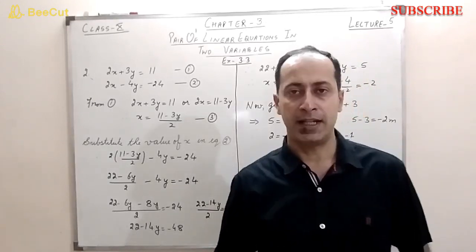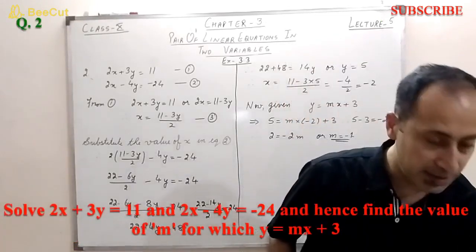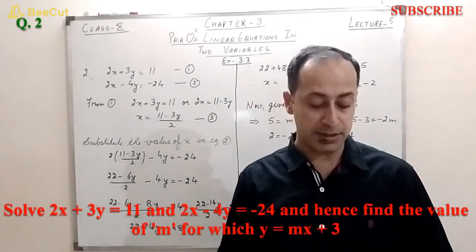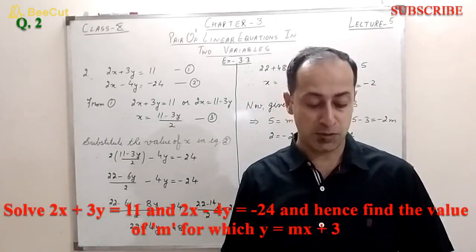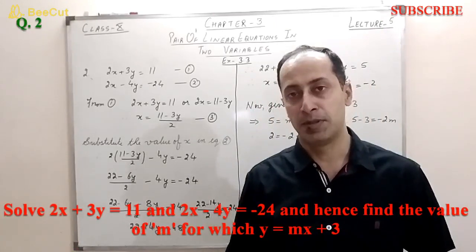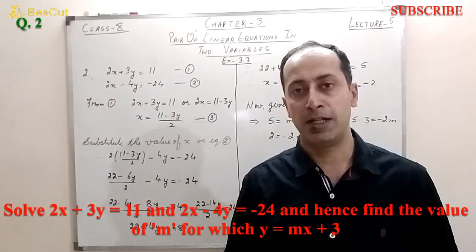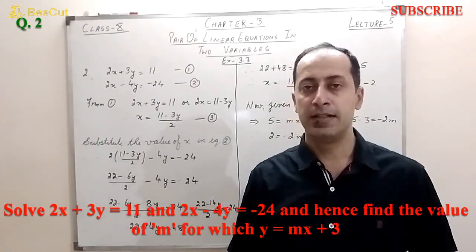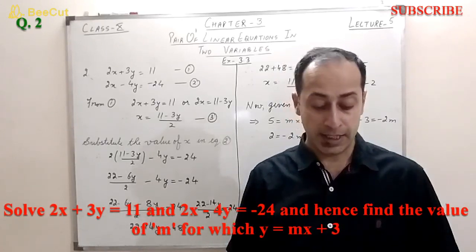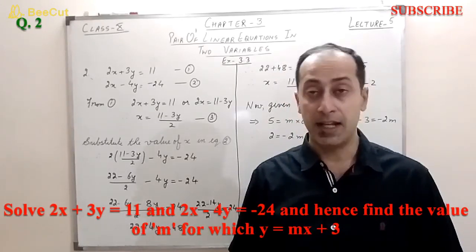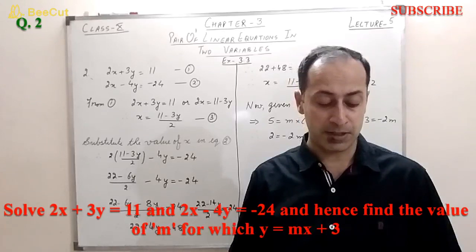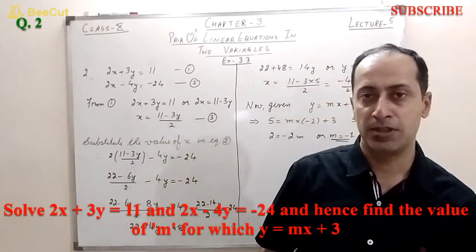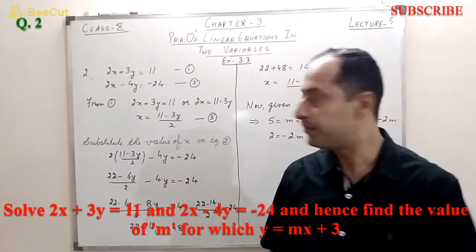If you see the second question of the exercise, we are given two equations, 2x plus 3y equal to 11 and 2x minus 4y equal to minus 24. So the first step is to find the values of x and y, that is, the common solution for these equations, and then substitute those values in the equation which is written. Hence find the value of m for which y equals mx plus 3. So let's see how we start this question using the method of substitution.